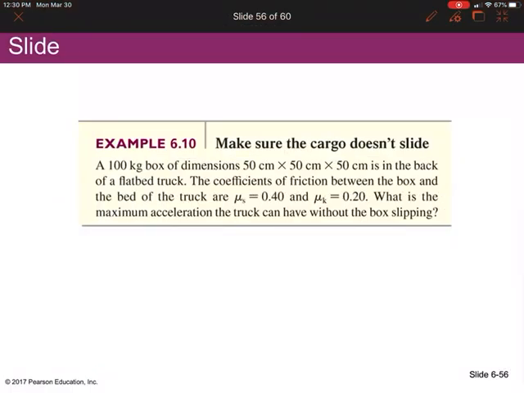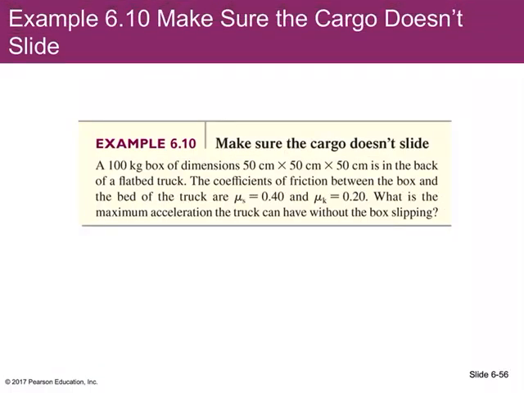All right, this is our last example on here. It says a 100 kilogram box of dimensions 50 by 50 by 50 is in the back of a flatbed truck. The coefficients of friction between the box and the bed are given, the static and the kinetic. What's the maximum acceleration that the truck can have without the box slipping?